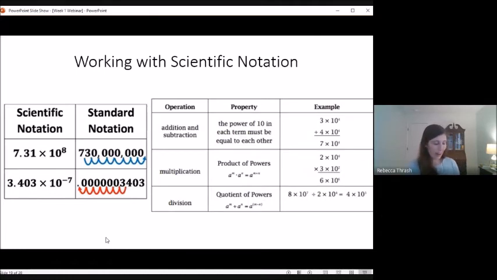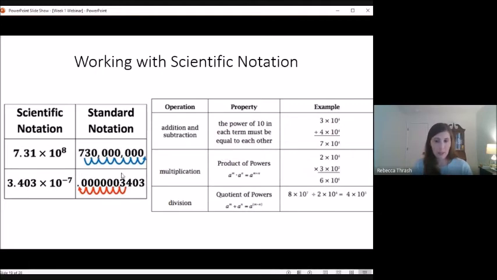Okay. So quick review on how you do operations with scientific notation. If you are adding or subtracting terms that are in scientific notation, it's kind of like with fractions, right? You just have to have the power of 10 in each term equal to each other. So say this was a 3, or maybe this was a 5 or something like that.